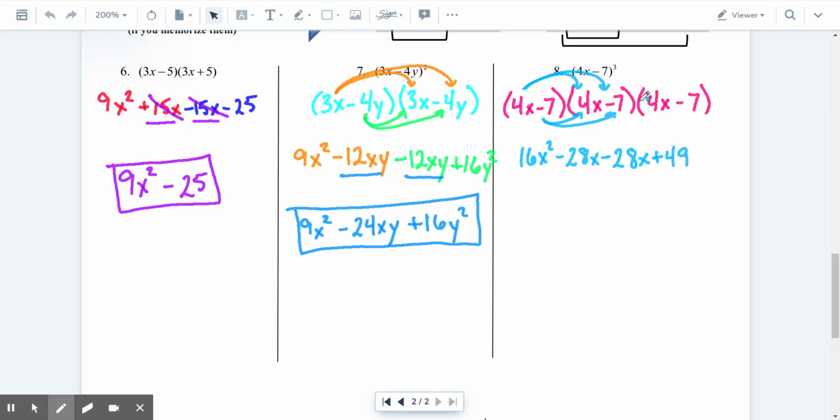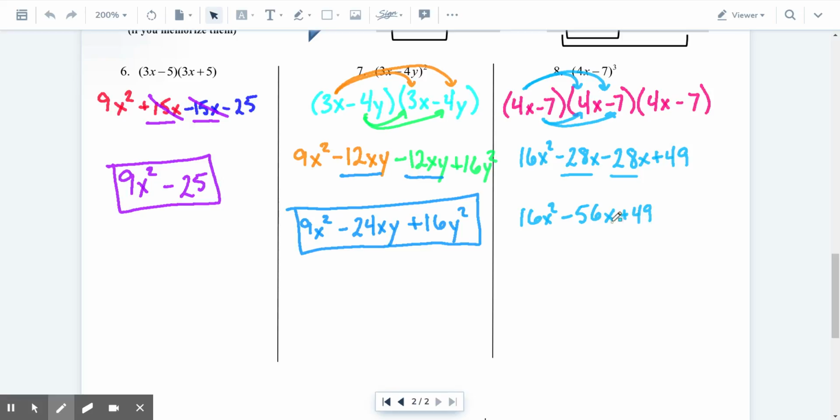And let's go ahead and simplify this one. So we have our minus 28s in the middle. They don't cancel, they have the same sign. Instead, what we get is 16x squared minus 56x plus 49.